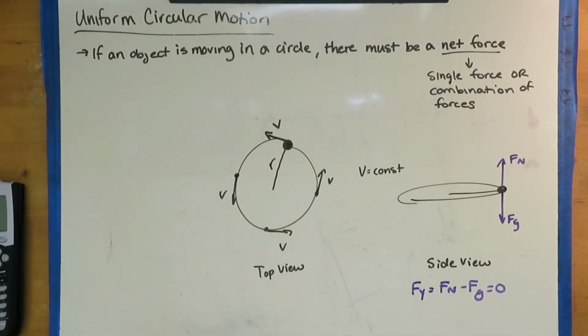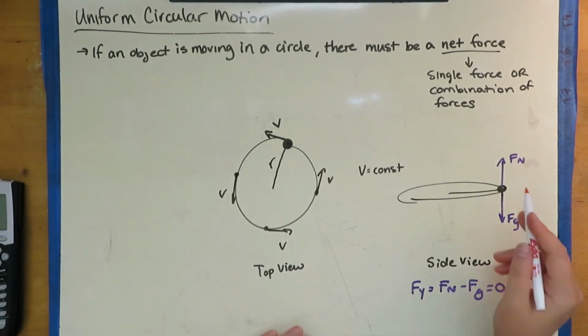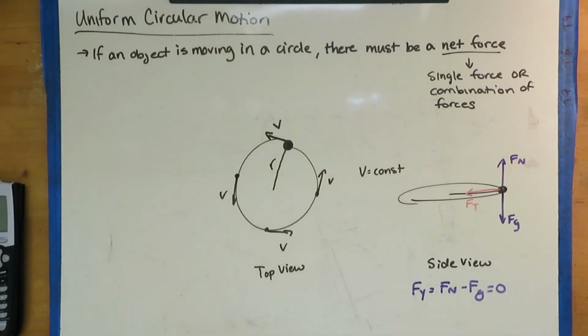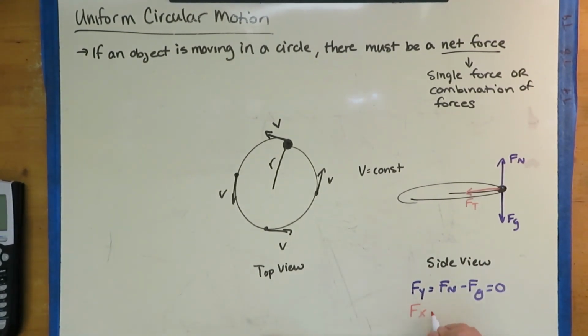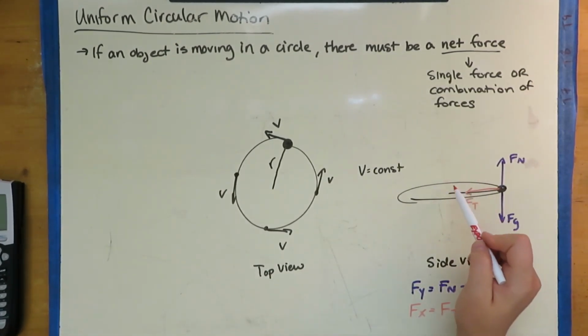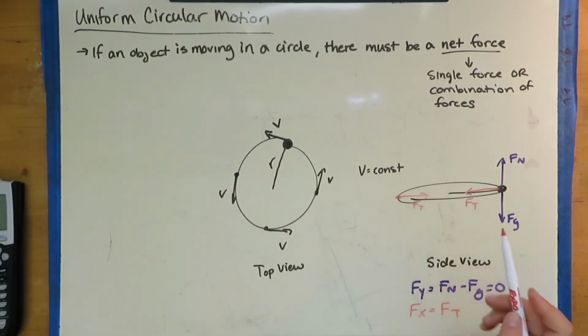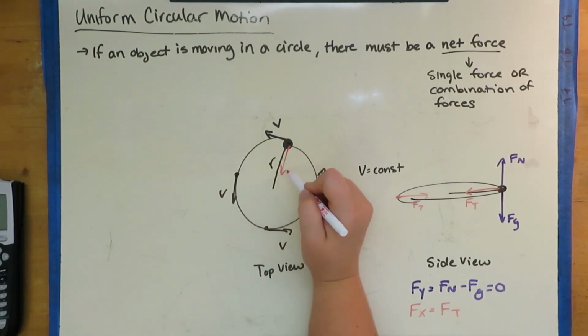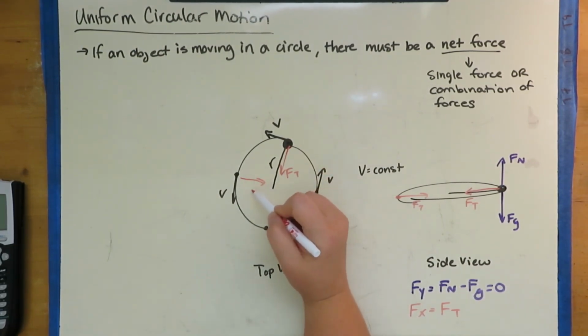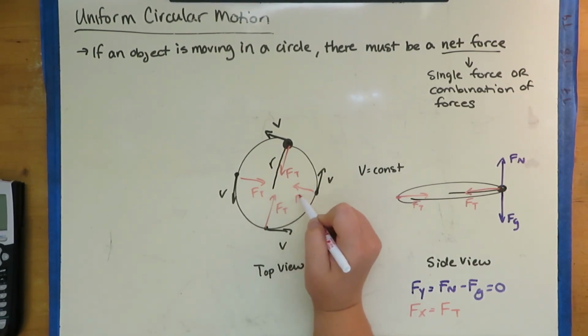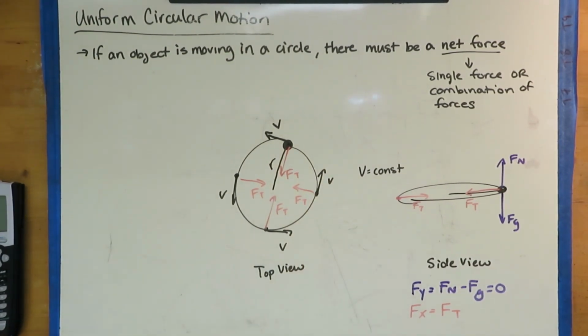And then what was responsible for it going around the circle? Well, there was tension in the string. So there is a tension force. In the x direction, that is going to be my tension force. And if you were to look at any point along that, my tension force always points towards the center of the circle. So from this top view, my tension force always points towards the center. No matter where it is, it's constantly changing directions, but it's always pointed towards the center.